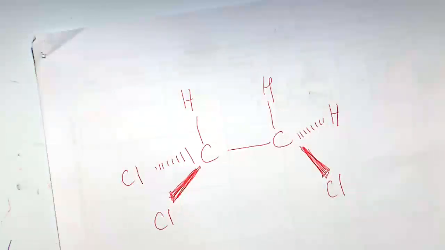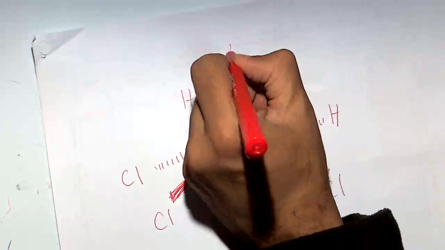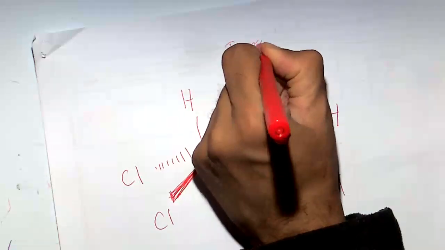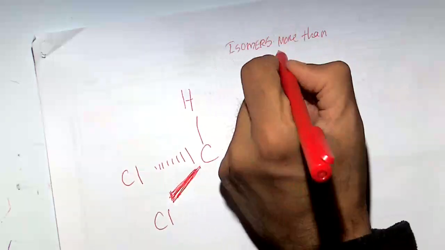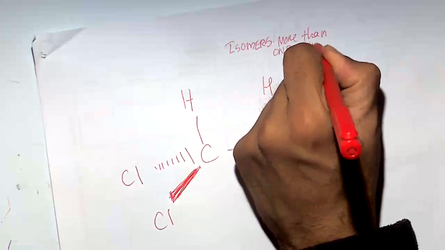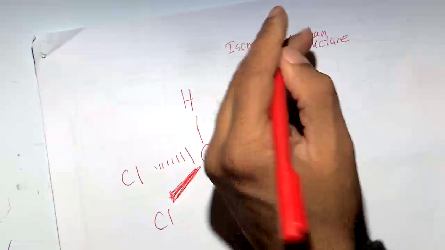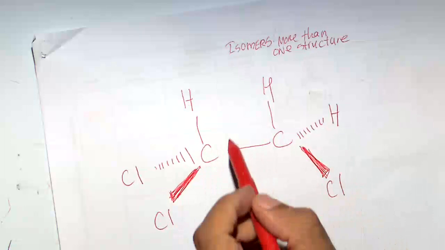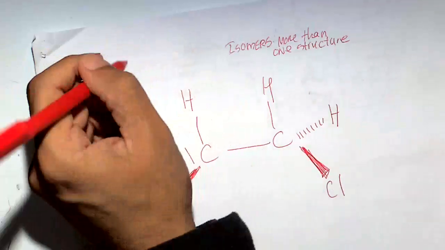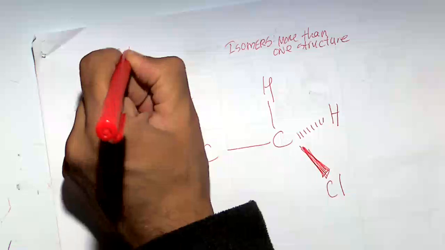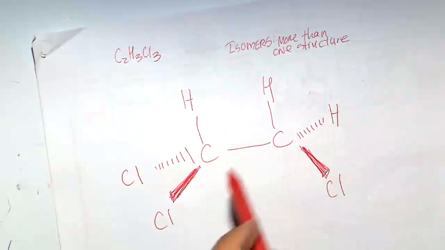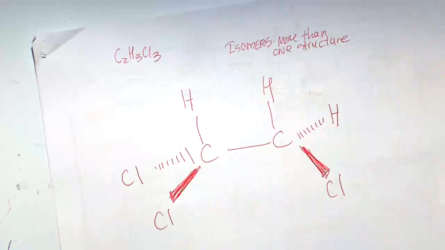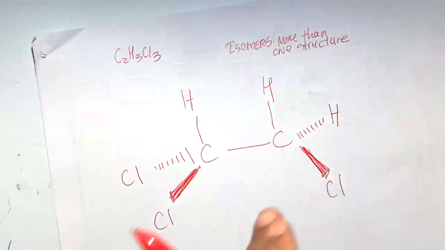Those are called isomers, by the way. More than one structure. I can put all three Cls here, I can put all three Hs there. I can put one H here, one H there, another H here. I can put them in all different orientations. All those different representations are called isomers.